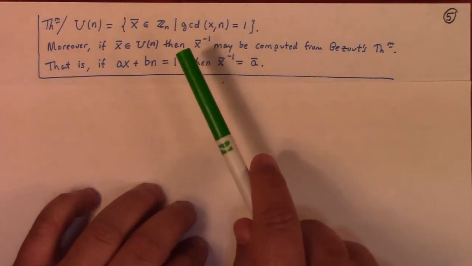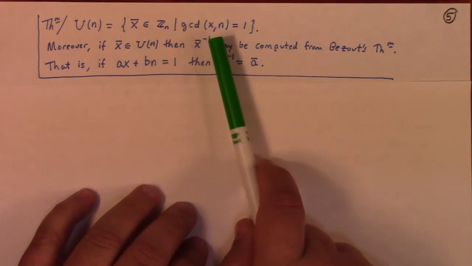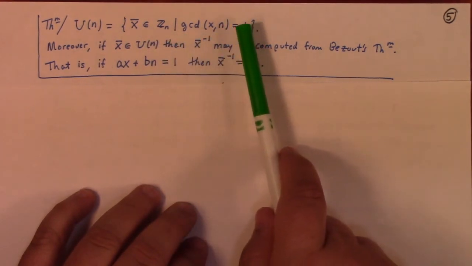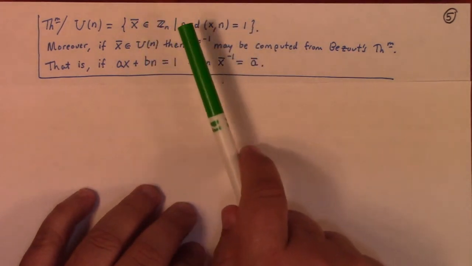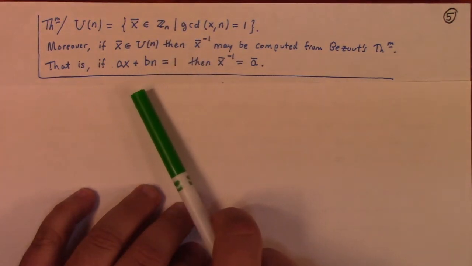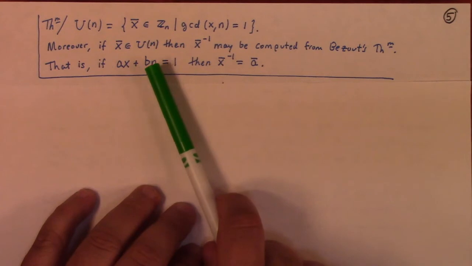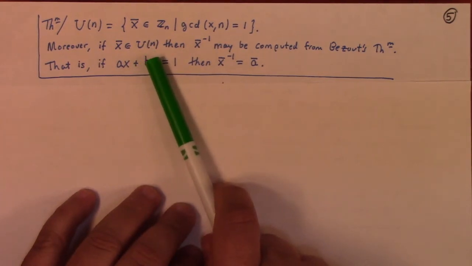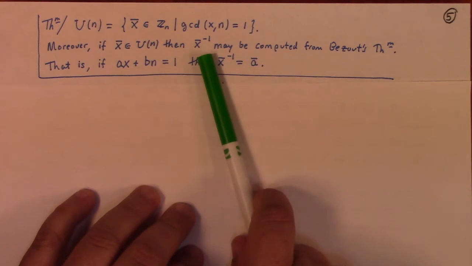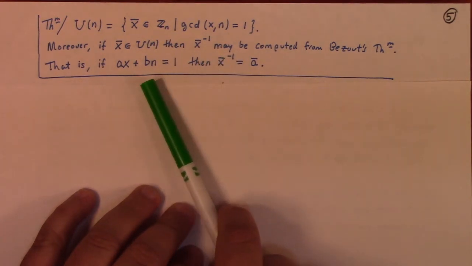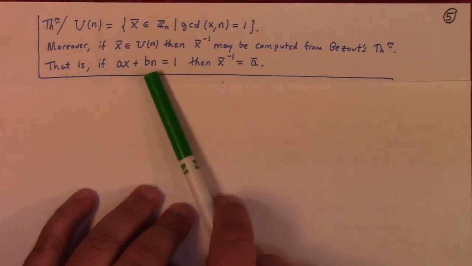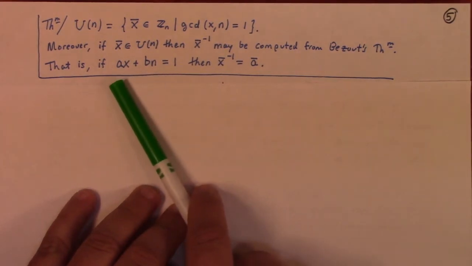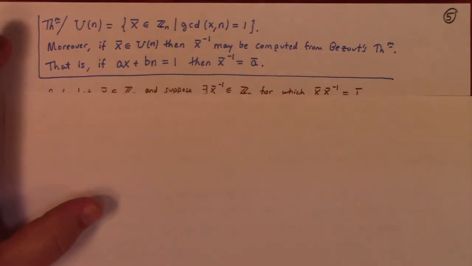The units in Zn are just the x bar for which the greatest common divisor of x and n is 1. In other words, it's the x bar such that x is coprime to n. If that is the case, if x bar is in Un, then we can calculate the inverse using Bezout's theorem. In particular, Bezout's theorem gives us values a and b such that ax plus bn is equal to 1. In this context, that tells us that x bar inverse is actually just equal to a bar. All right, so here's the proof.